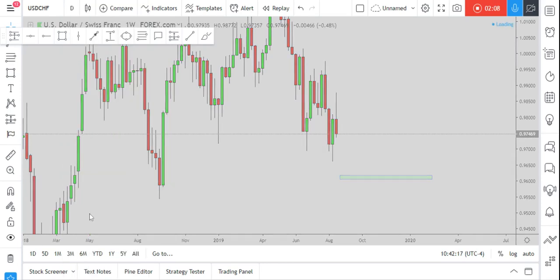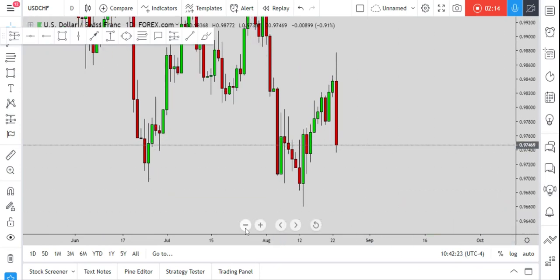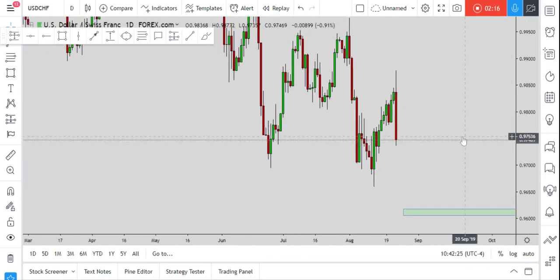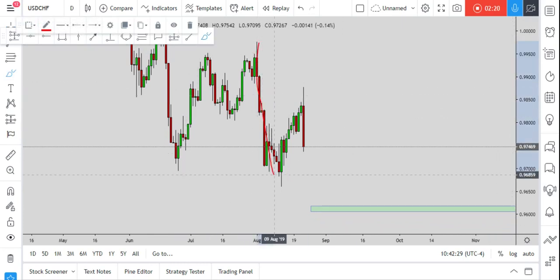Now let's go on the daily time frame, because you already know in your mind that from the monthly and weekly we are bearish on the pair. Here on the daily time frame, it's pretty clear that we got a very major rejection. Now we did have our impulse to the downside.